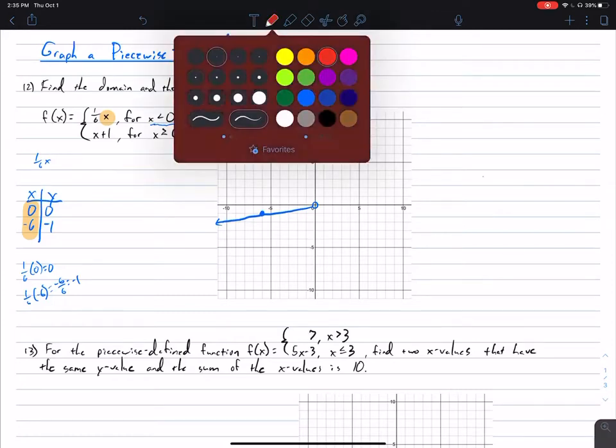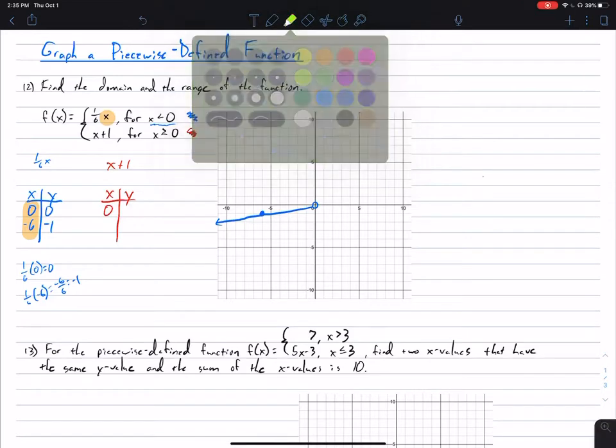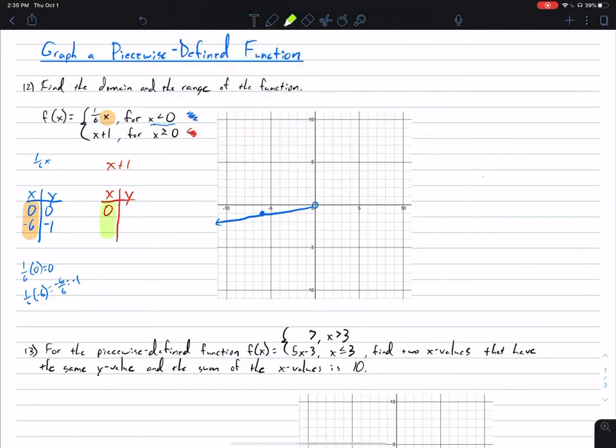So now I'm going to take a look at the second equation. I'm going to look at x plus 1. So again, I'm going to create an xy chart. And this is for numbers that are greater than or equal to 0. So I do want to know what 0 is, so I'm going to use that 0. And this time, these x values here are going to get plugged into that equation. So 0 plus 1 would just be 1.